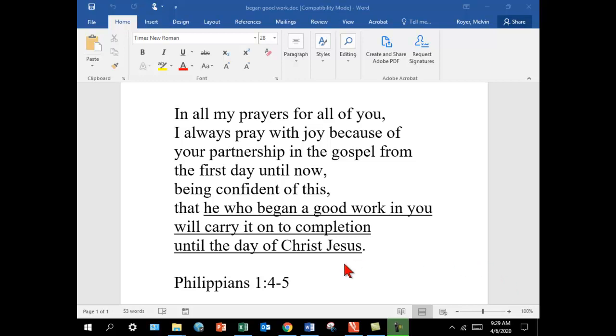And so Paul was able to write to the Philippians that he was confident that he who began a good work in you will carry it on to completion until the day of Christ Jesus. I'm a work in progress. God isn't finished with me yet. I hope you're a work in progress as well, but one thing we can be sure of is that Jesus won't stop until we're the people that he's designed us to be.